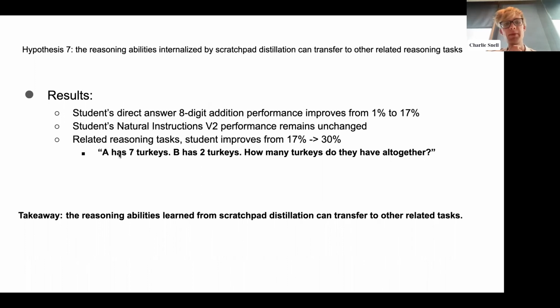We tested on a few, but one example is, A has 7 turkeys, B has 2 turkeys. How many turkeys do they have altogether? Instead of just add the numbers, you could rephrase it as different word problems, doing these related addition tasks, but not exactly the same. And we see that these related tasks' performance also improves from 17% to 30% after we distill the addition. So there is actually some transfer of the reasoning abilities. If we distill the step-by-step reasoning, the knowledge distilled does transfer to related tasks. At least this is some evidence to support that.